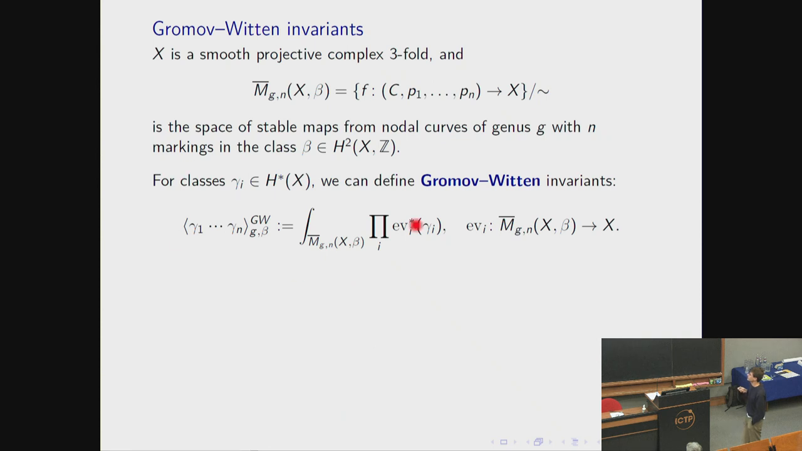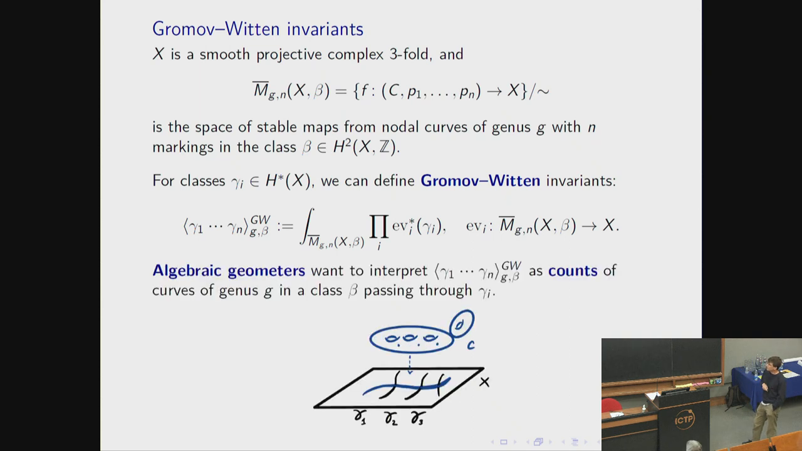There are several ways of making sense of this integration. You can use either algebraic geometry or symplectic geometry. I will not talk about it in detail, but I will always be in the realm of algebraic geometry. In physics, these invariants are correlators of a twisted A-model, but algebraic geometers want to interpret these numbers as counts of curves of genus g in the class beta passing through the gamma_i's, which you view as submanifolds or loci in the target. Here's a picture: a nodal curve mapping to X, and you count how many of them pass through the loci defined by the gamma_i's.